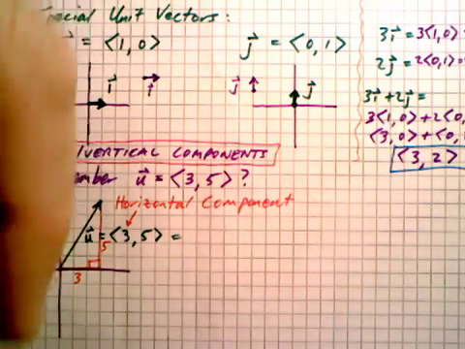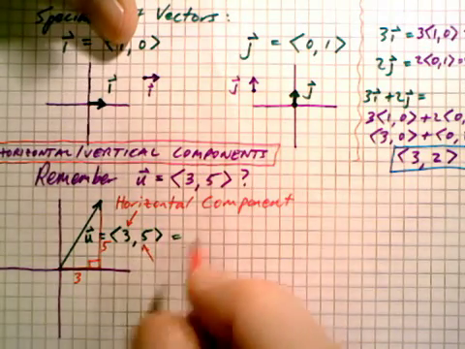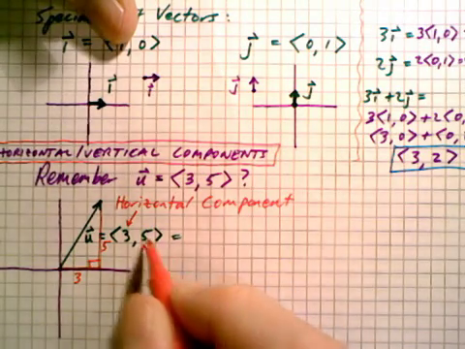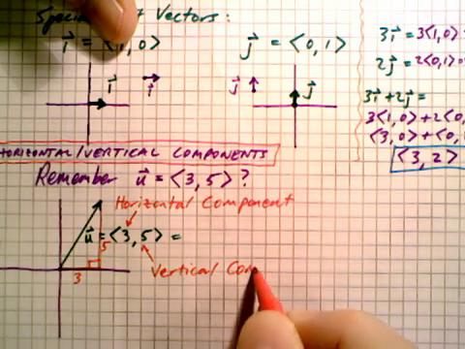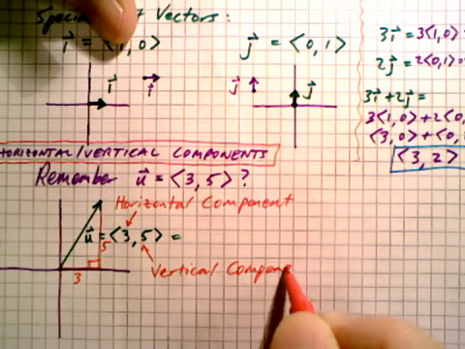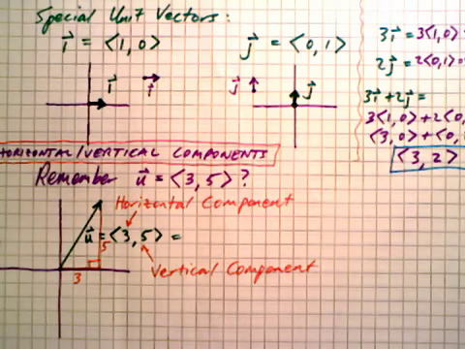Anyway, we can also make sure we understand this. The number in that position, the 5, is called the vertical component. Okay, so that's also an important term. Okay, so vertical component there.